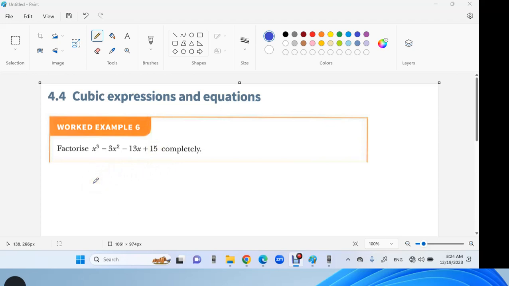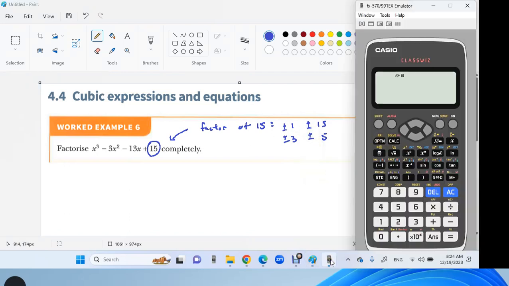Normally we will try with 1 and -1. 1 and -1 are for sure factors of the constant here. So we want to do trial and error. We will use the factors of 15: we have 1 times 15, and then 3 times 5, so plus minus. These are the numbers that we will try.